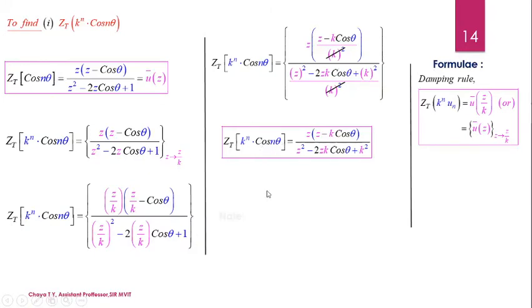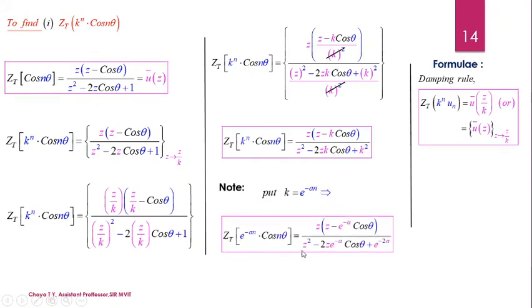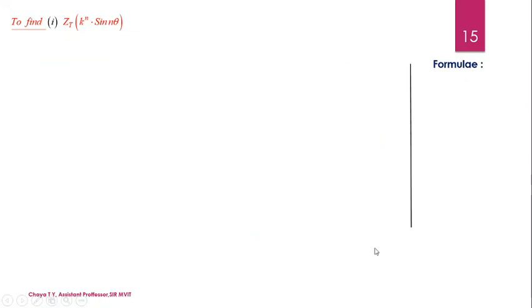So this is the Z transformation of a sequence of the form k power n cos n theta. Now suppose you have k as e power of minus a. What will be the expression? The expression becomes z times of z minus e to the power of minus a cos theta divided by z square minus 2z e to the power of minus a cos theta plus e power of minus 2a. Got it?